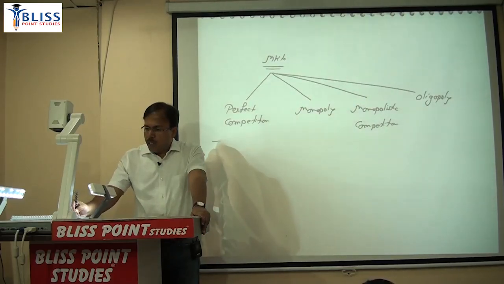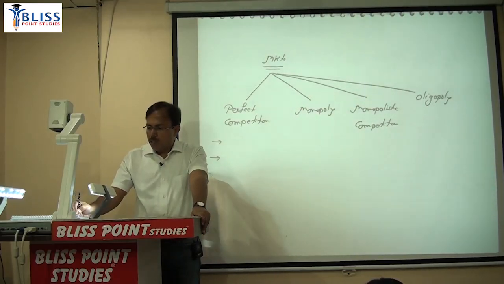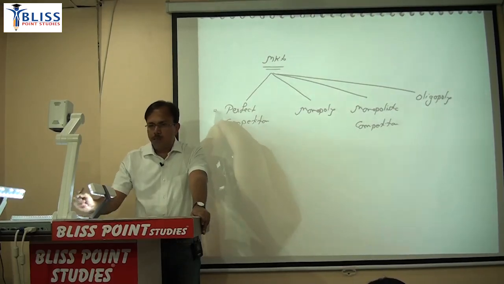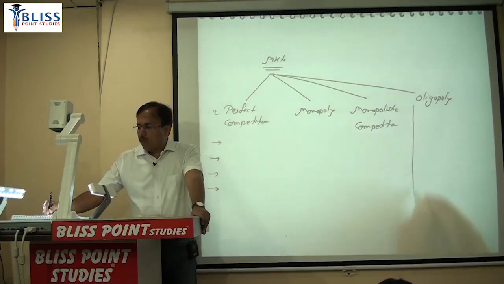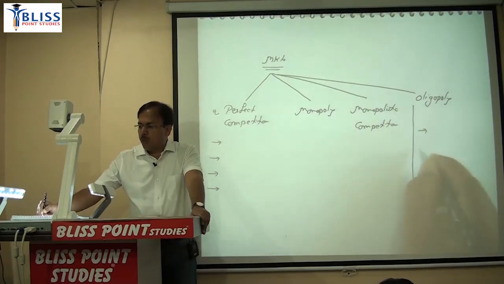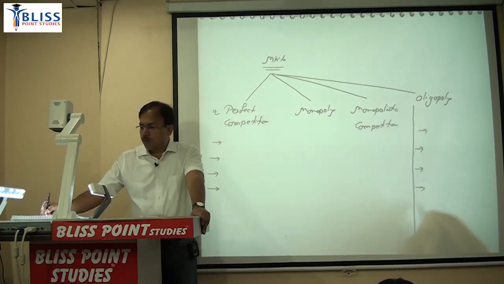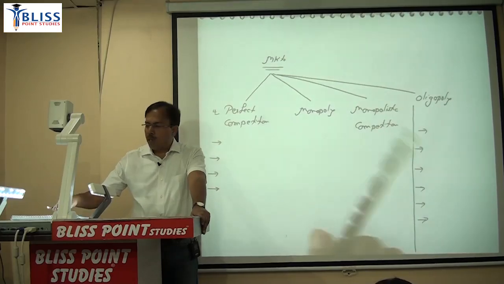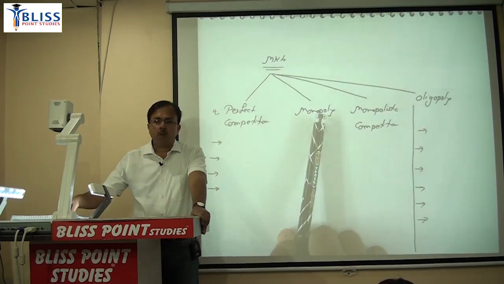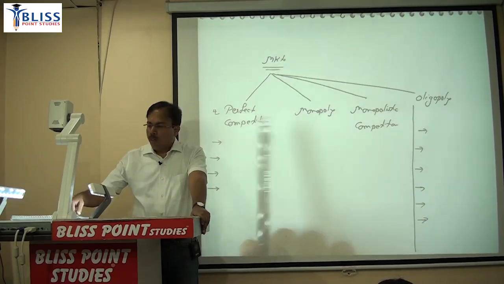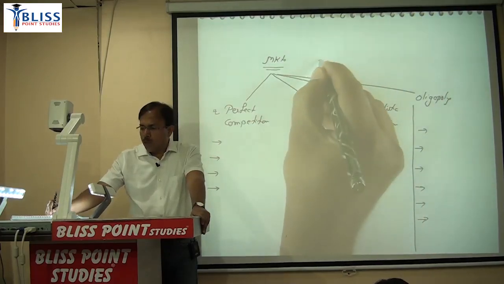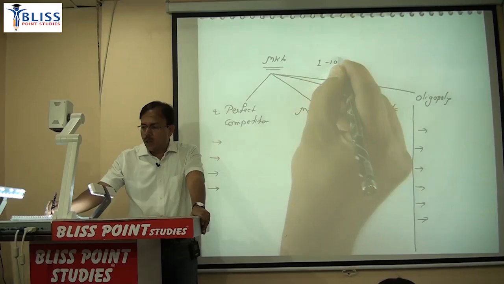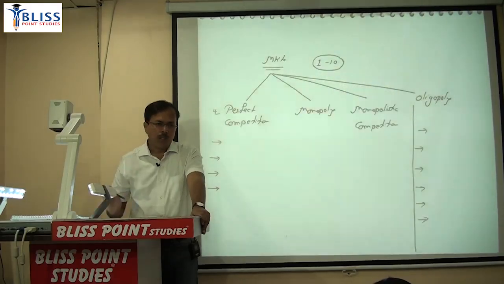Within perfect competition, there will be certain topics. We will elaborate in today's class first with perfect competition. Then we will move to oligopoly first, because the content in oligopoly is more as compared to monopolistic competition and monopoly. When you cover the entire topic, it will take around 9 to 10 classes. So your first 9 to 10 classes will be on market structure.